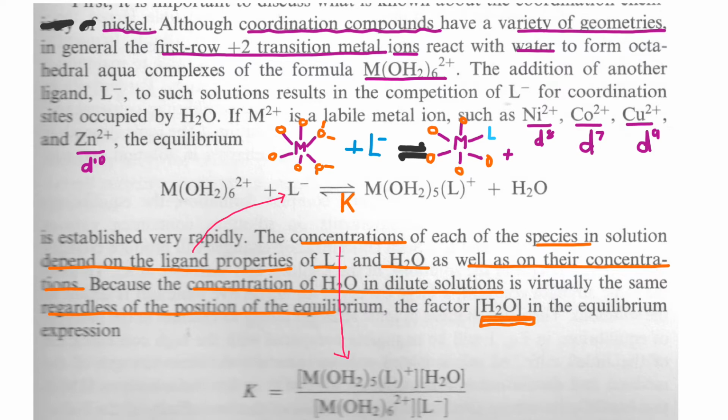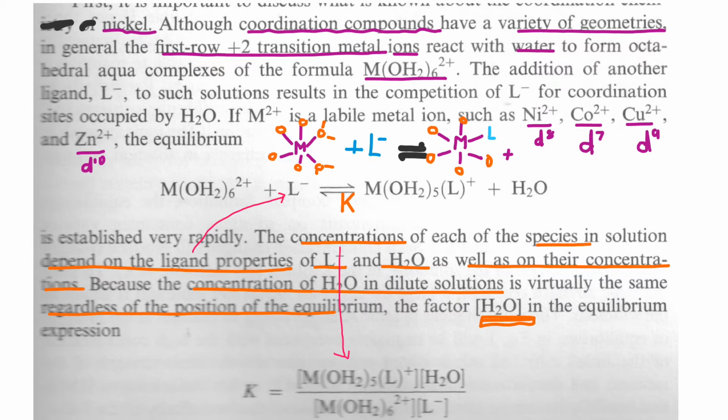Although the coordination compounds form a variety of geometries in general, the first row transition elements in the plus 2 oxidation states form these ions, they react with water the minute you place the salt in water to form M(H2O)6 2+. In addition, if you add L minus, another ligand, to the aquated metal ion, the L minus competes with H2O for the coordination sphere of the metal ion to form M(H2O)5L plus. Then another ligand comes on to replace another H2O, and so on.